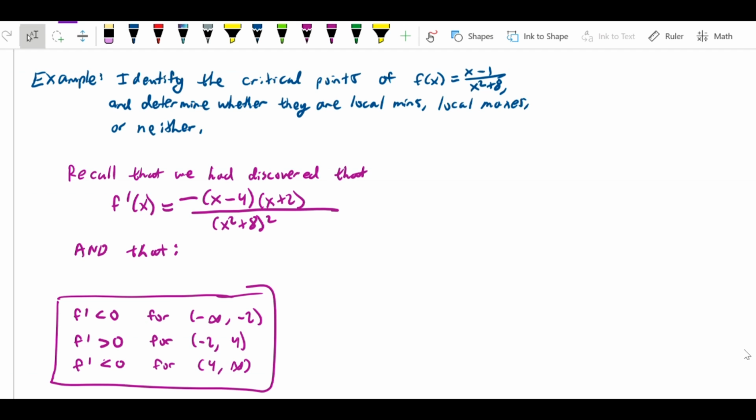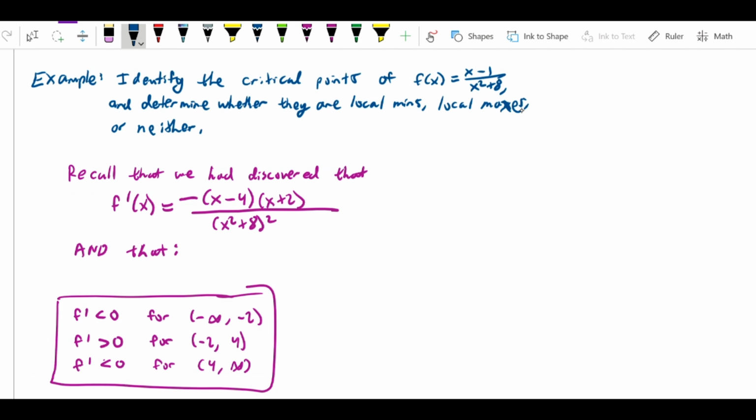So now the question is going to be to identify the critical points of f and determine whether those points are local mins, local maxes, or neither. That's an x there, sorry. That is local maxes or neither.